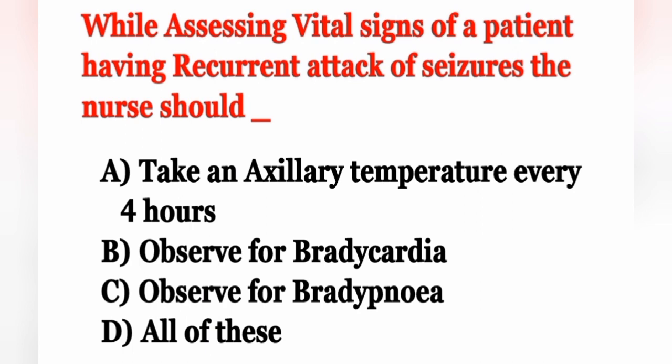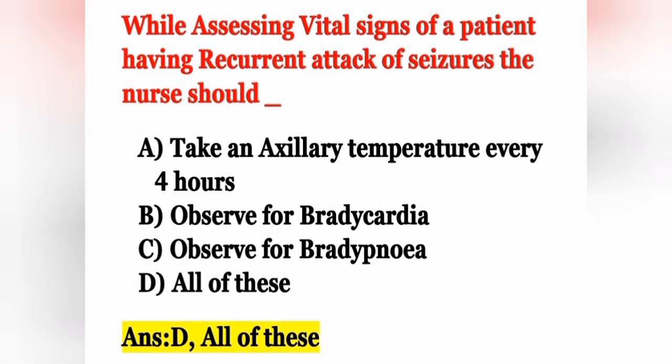What a nurse should do while taking vital signs of a patient with a recurrent attack of seizures. Among these, all options are correct. That is, take an axillary temperature every 4 hours. Temperature chart should be maintained every 4 hours, and also observe for bradycardia and observe for bradypnea. Bradycardia means decreased heart rate. Bradypnea means decreased respiratory rate.